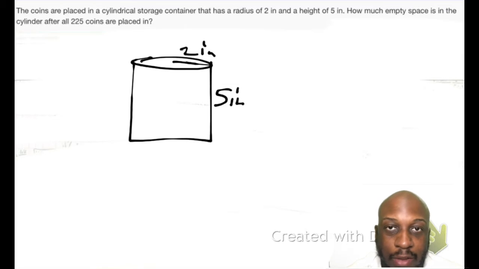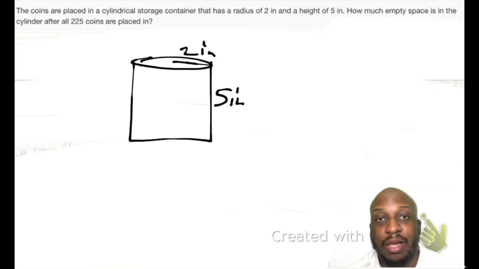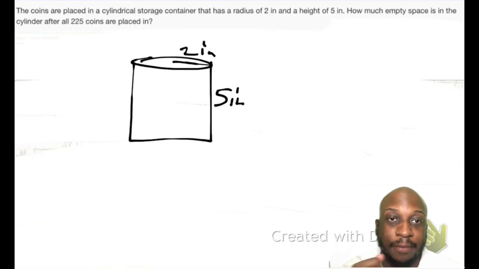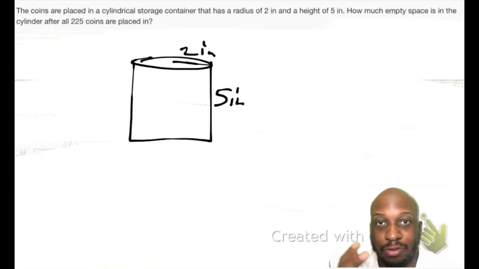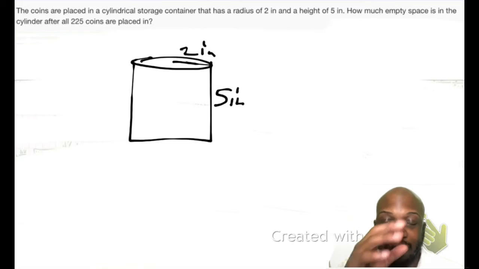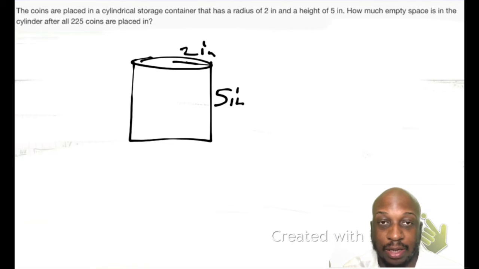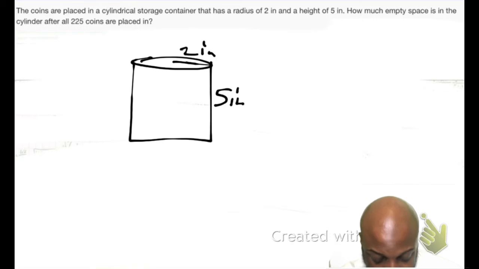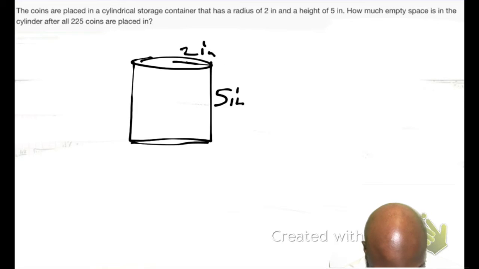So what I'm going to do here is utilize the volume that I already found with the 225 coins, and then I'm basically going to calculate the volume of this cylindrical tube and just subtract them. So I'll get the cylinder's volume, then subtract the volume of the coins that we already found in problem one. That's how you're going to do that one.